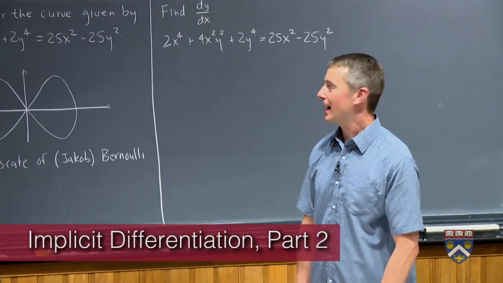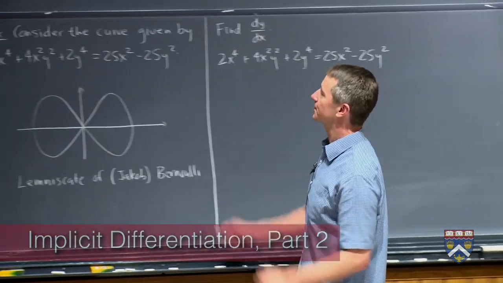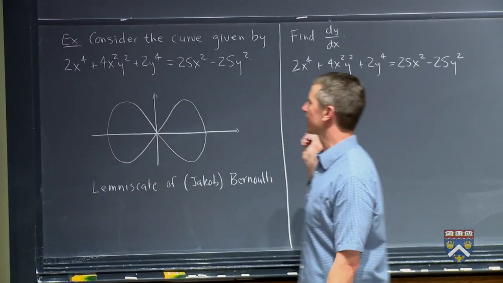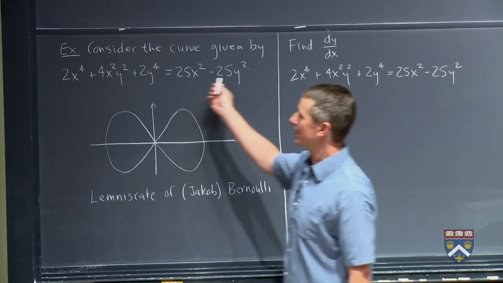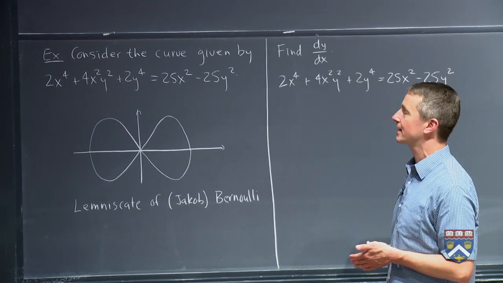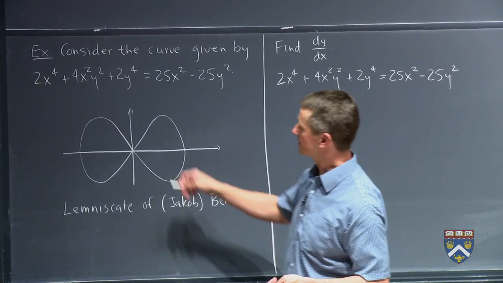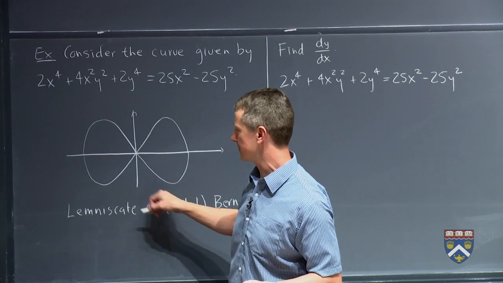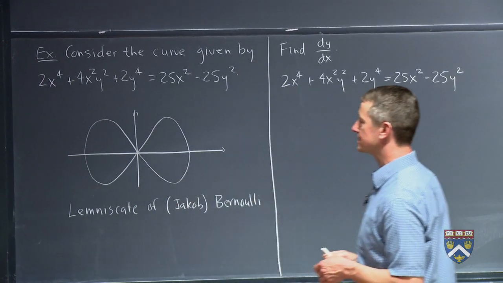Let's look at a slightly more complicated example here. Let's consider the curve given by this beautiful looking equation. Again, I hope you see there's a lot of symmetry here. You could probably swap the x's and y's and get exactly the same thing back, which is shown by the fact that this is symmetric about the x and the y-axis.